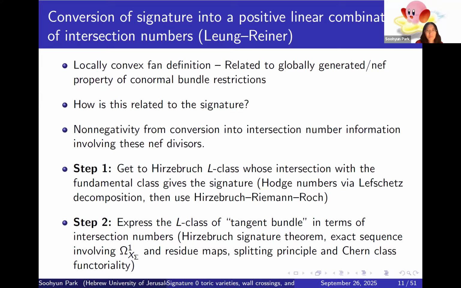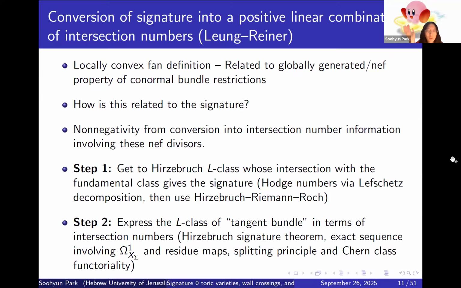And restrictions of, say, some ray divisor to the same ray divisor intersected with more ray divisors, right? That's what I mean by conormal bundle restriction. Those things come in because of the residue maps. And then turning this into a reasonable looking collection of intersection numbers comes from functoriality properties involving Chern classes.